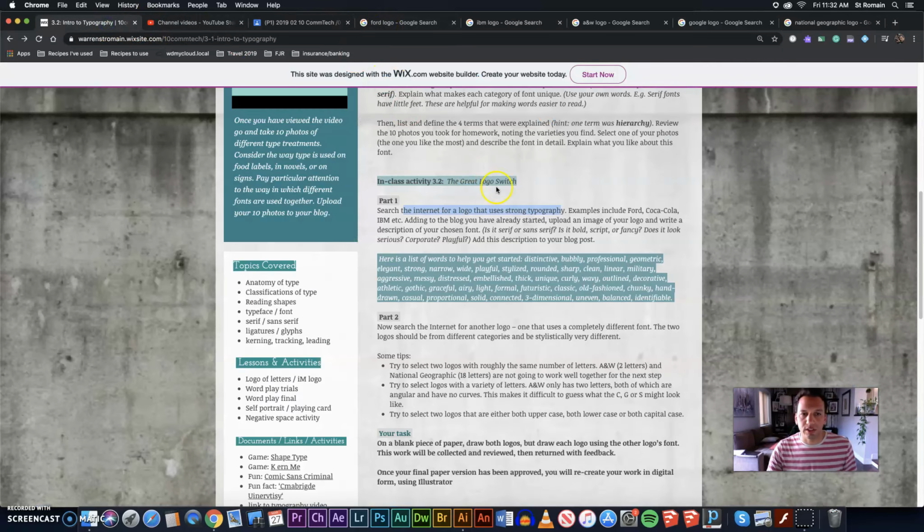So what you're going to do is find a logo. Add it to the blog you've already started. Upload an image of your logo. Just right click, grab it, put it on your website, and write a description of the font that you chose. So is it a serif? Is it a sans serif? Is it a script? What is it? Is it bold, scripty? Is it fancy? Does it look serious, corporate, playful?